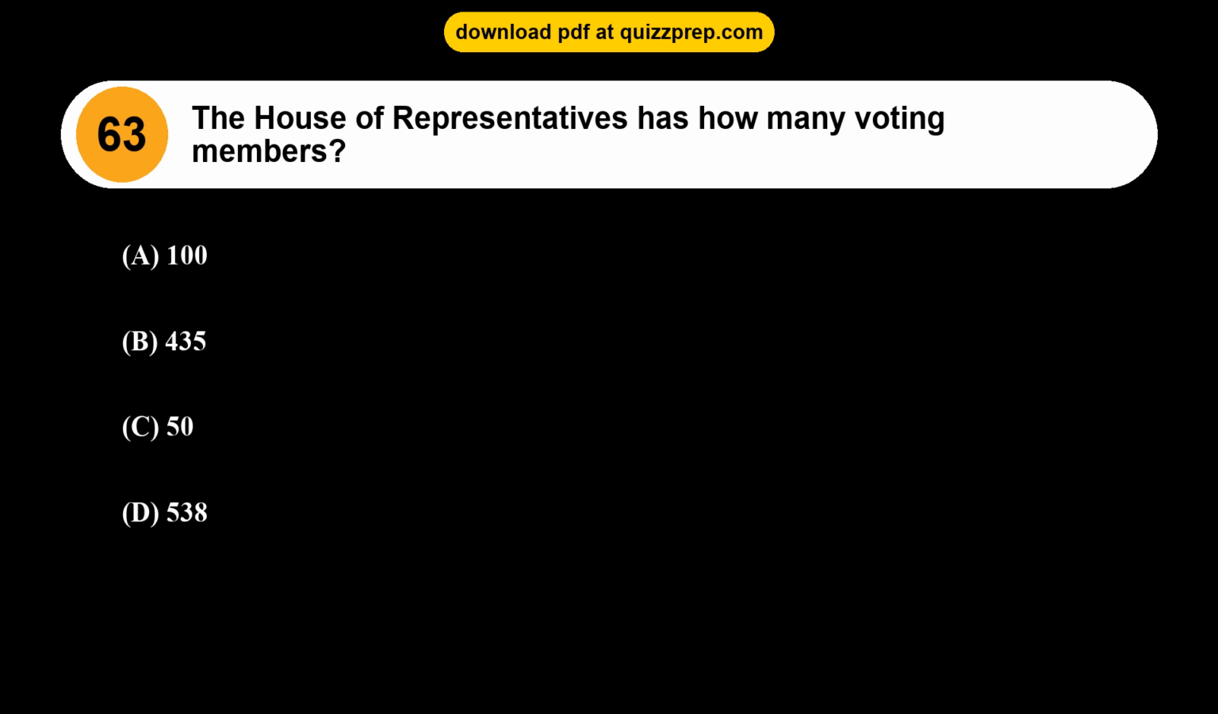Question 63. The House of Representatives has how many voting members? Option A. 100. Option B. 435. Option C. 50. Option D. 538. The correct answer is option B.